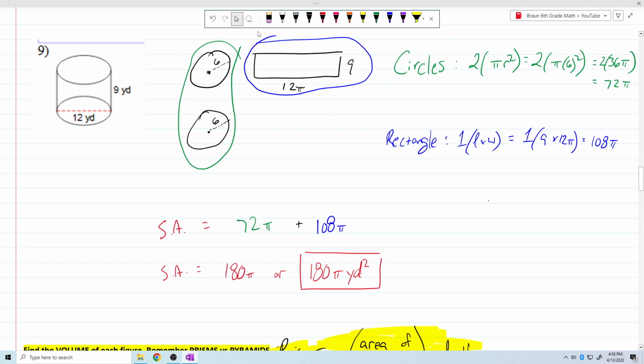Now the rectangle here, it's tempting to just want to put 12 yards or 12 just on the side of this rectangle.